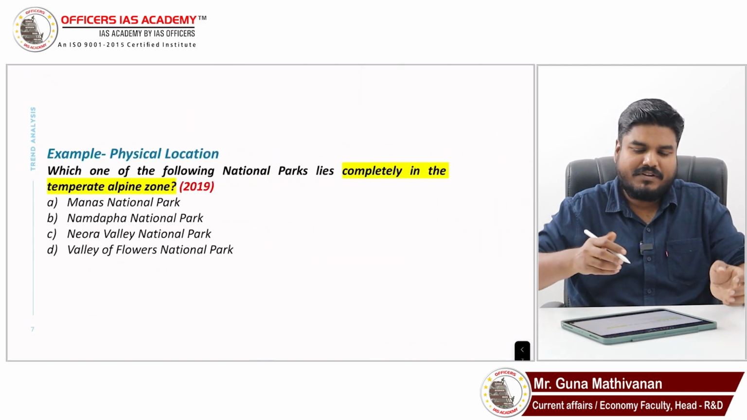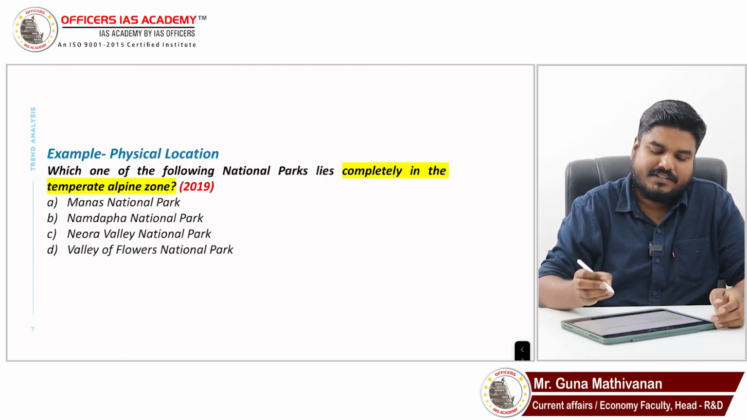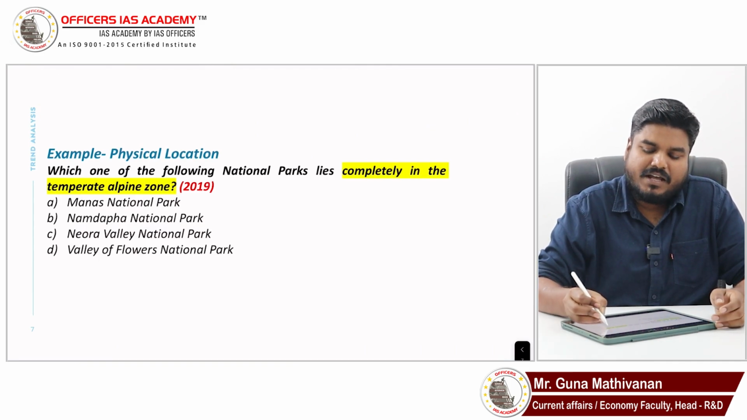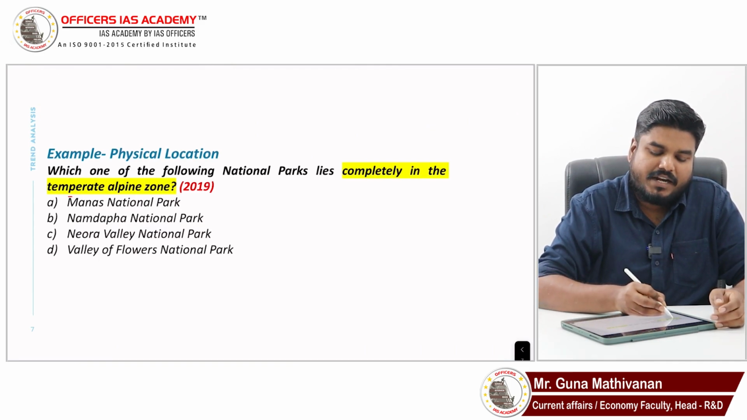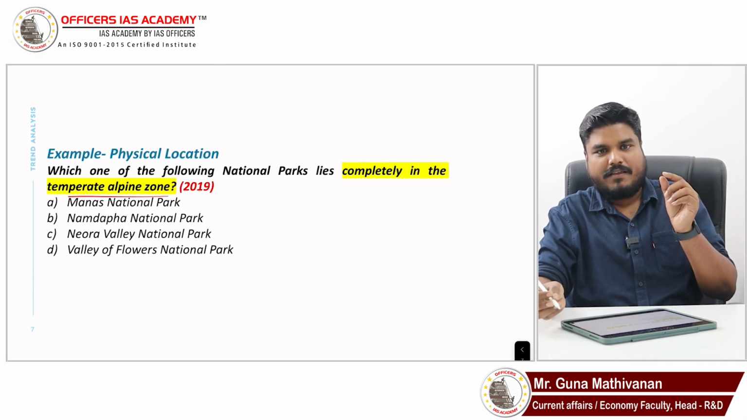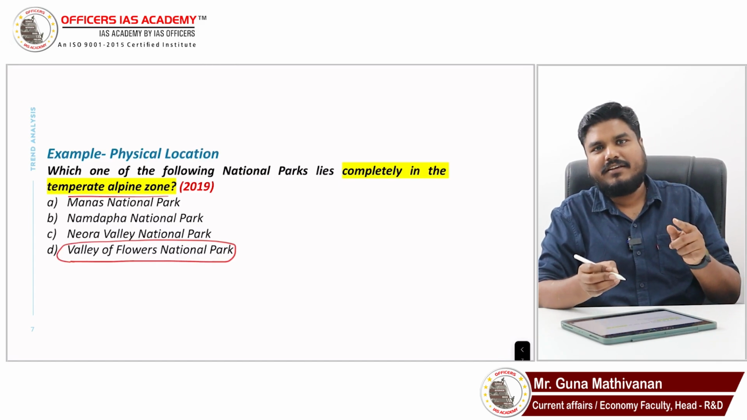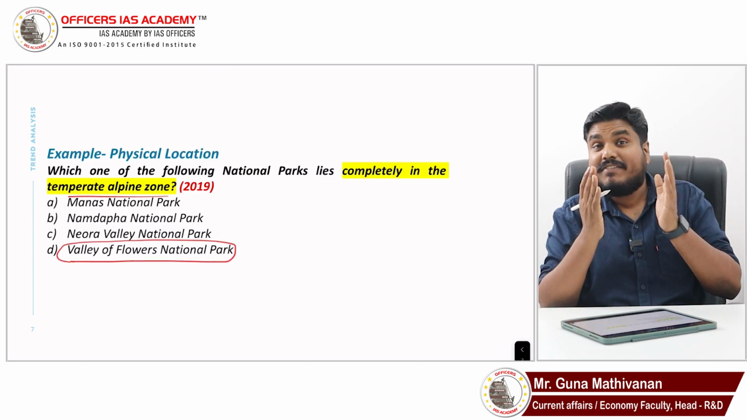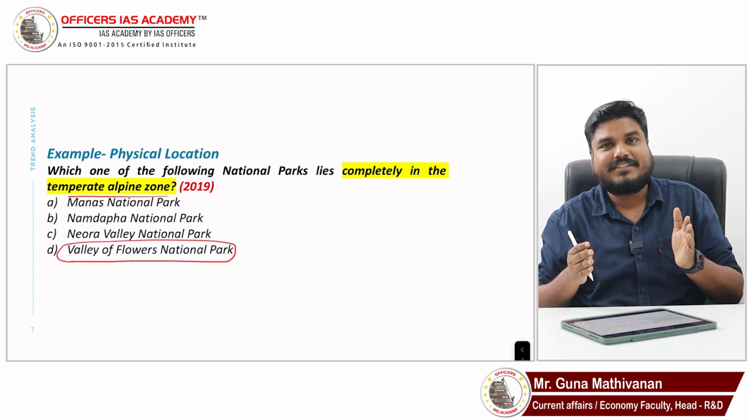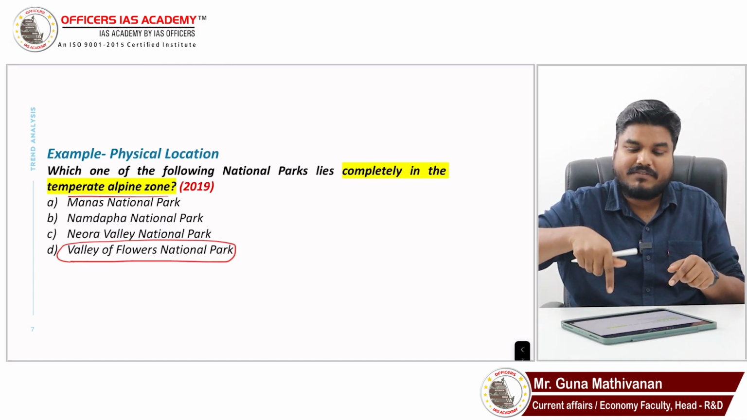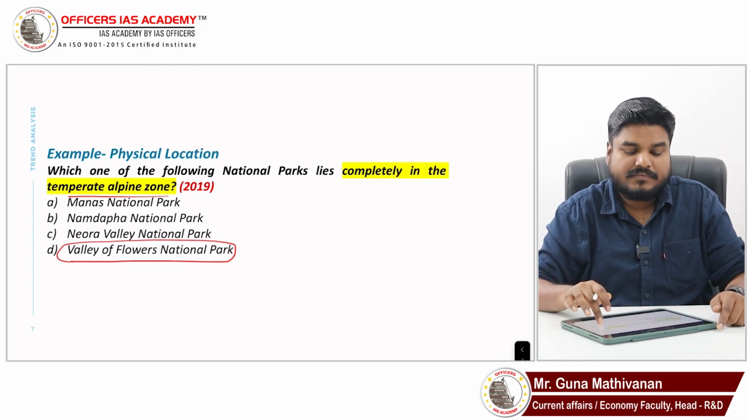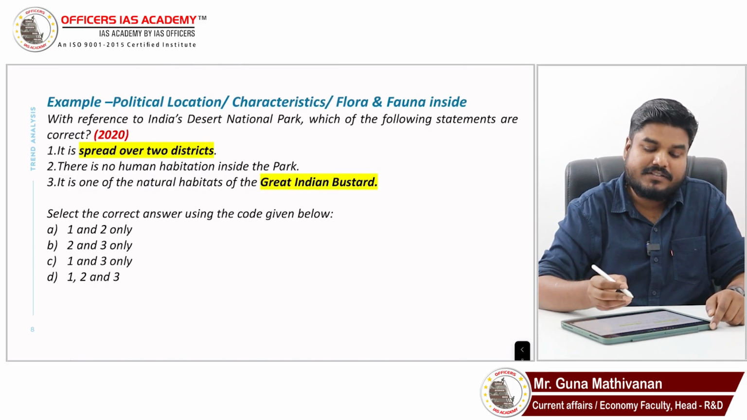Okay, for example, look at this. First question, which one of the following national parks lies completely in the temperate alpine zone? So, if you are studying about Valley of Flowers National Park, then you should know what is the vegetation, what is the climatic condition. So, when you study from that perspective, then you could have answered this question, right?